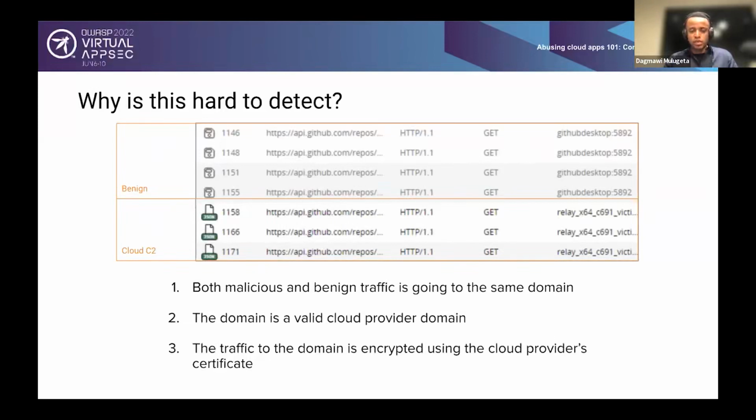So firstly, both the benign and Cloud C2 traffic is going to the same domain, api.github.com. This domain is a valid cloud provider domain. It's GitHub's domain. And the traffic to this domain is encrypted using a cloud provider certificate like it would otherwise. This is why this is challenging, because you can't put the hostname api.github.com or its associated IP addresses into a signature feed or a threat intelligence feed, because there's just so much benign traffic going there. You can't block this out. So you need other methods to detect this particular technique.